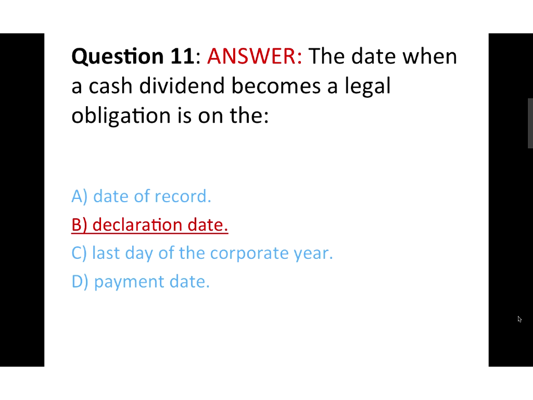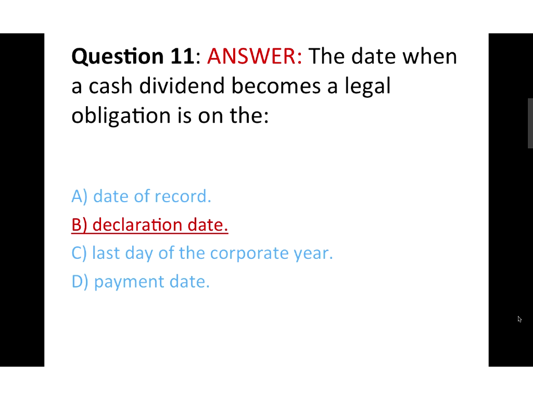Okay, it's the declaration date. The reason the payment date is not right is that the payment date is the date that we pay it. The day we pay it, it's no longer a liability because we paid it off. So when the board of directors declares a dividend, that's when it becomes a legal obligation or a liability.